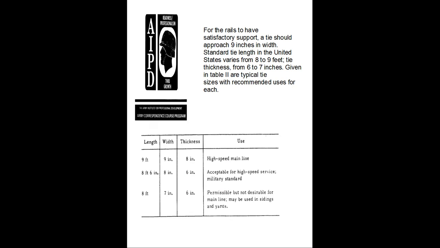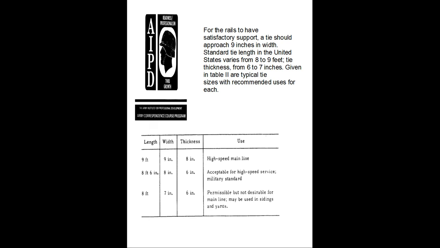For the rails to be satisfactorily supported, a tie should approach 9 inches in width. The standard tie length in the United States varies from 8 to 9 feet. The tie thickness varies from 6 to 7 inches. Given in Table 2 are typical tie sizes recommended for uses. The 9 by 9 size is for a high-speed main line.